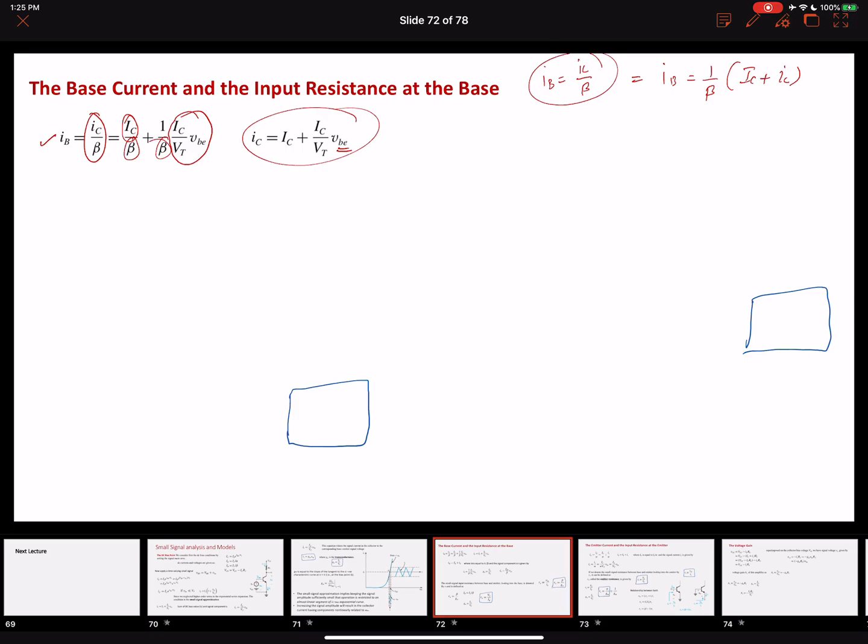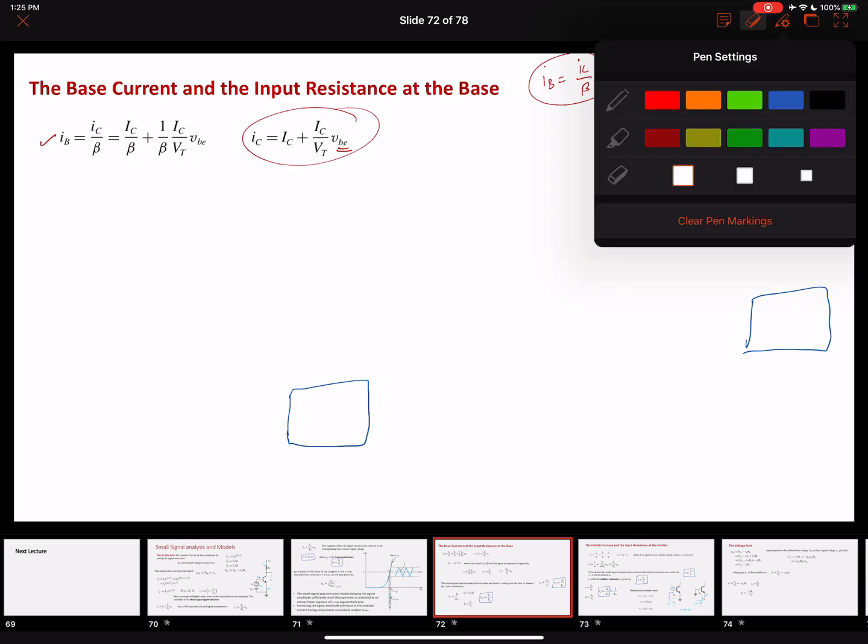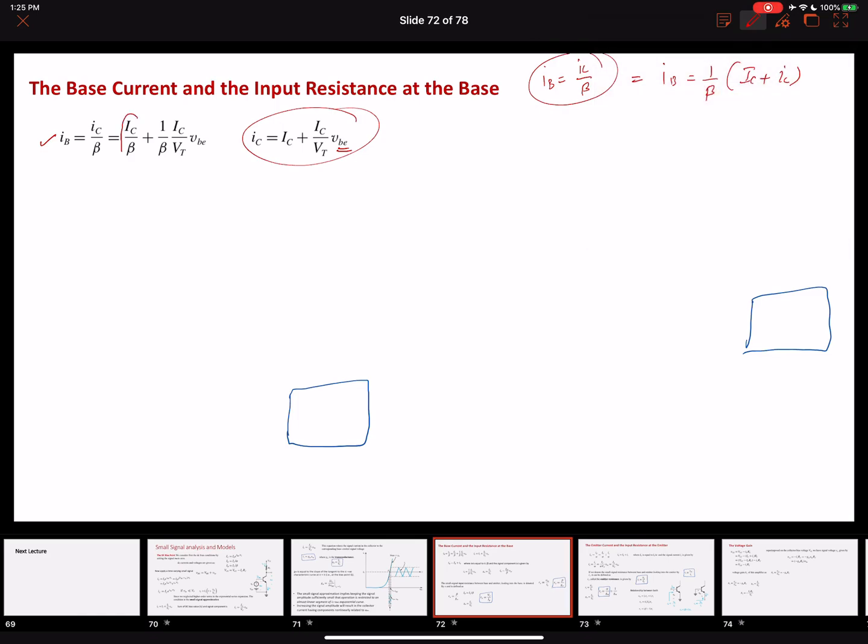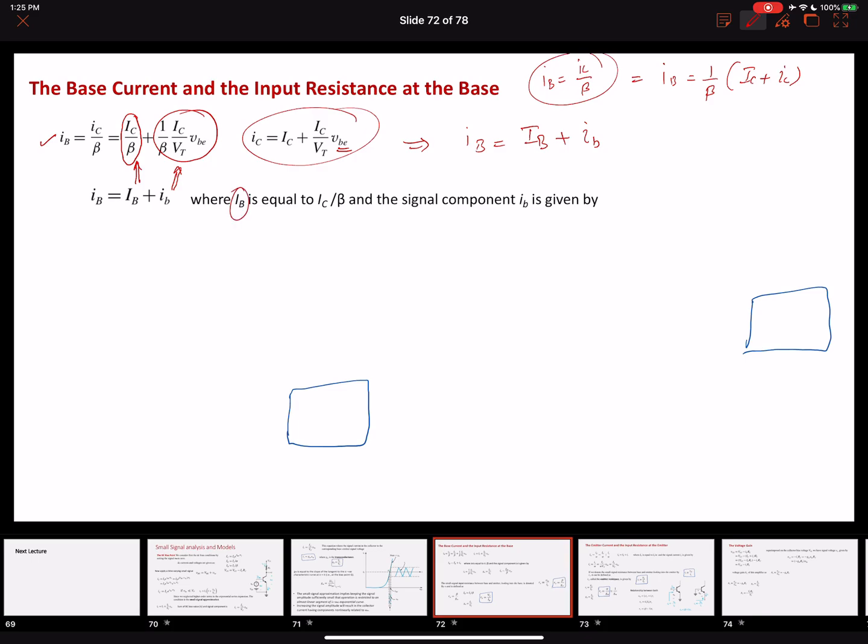Similarly, looking at this equation closely, it also has two components: one is a DC component and one is an AC component. This means that your base current also has two components, the DC base current and the time-varying or signal component of the base current. Capital IB is this, small ib is this. The DC component, capital IB, equals IC over beta, and small ib is equal to this component, which can be given as 1 over beta, IC over VT, into vbe. So this is the value of the signal component of the base current.